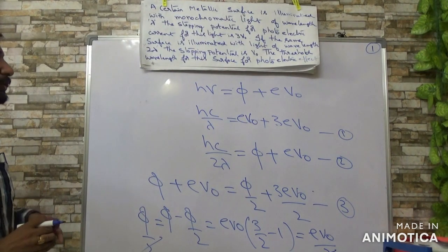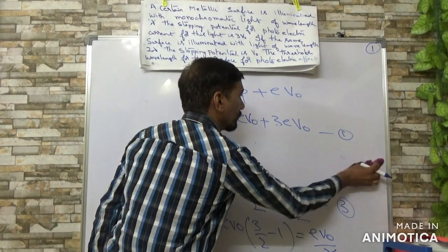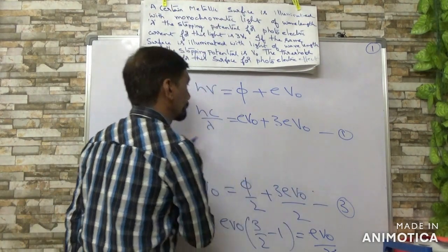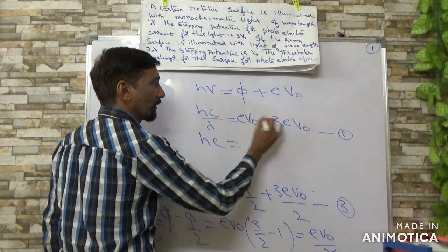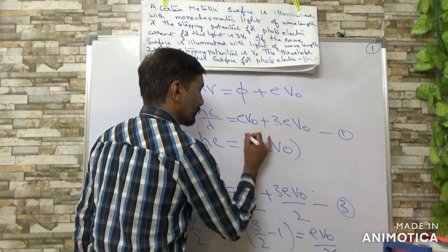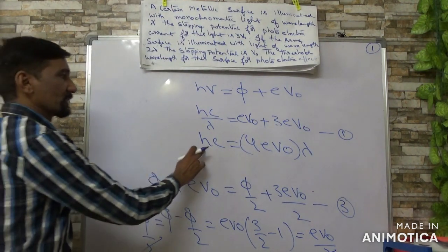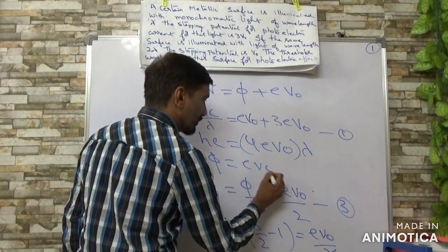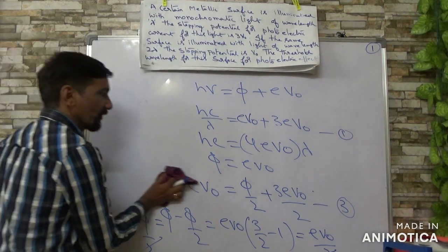Now you want to find the threshold wavelength. The hc value will become 4eV naught times lambda. So you have the hc product and you also know the work function, that is eV naught. By knowing these two you can find the threshold wavelength.